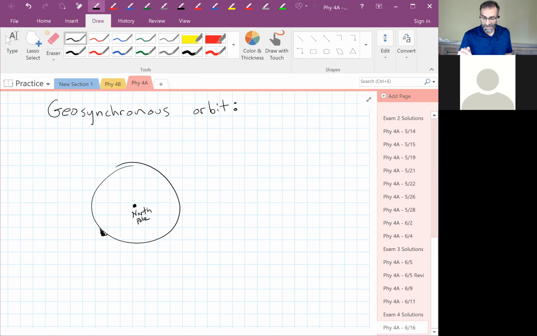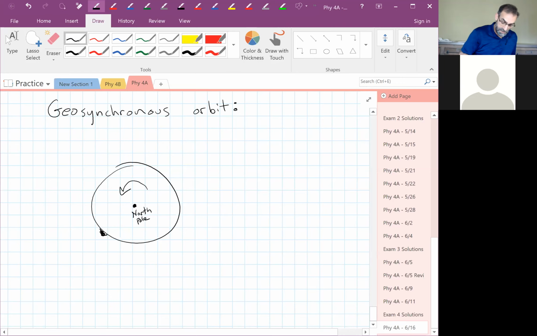Where does the sun rise? The sun rises in the east. So the Earth has to rotate this way, right? In order for the sun to rise in the east and set in the west.